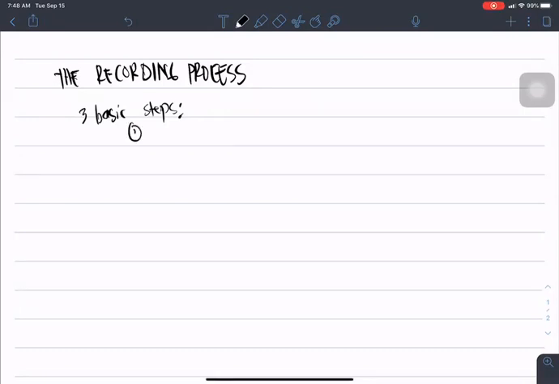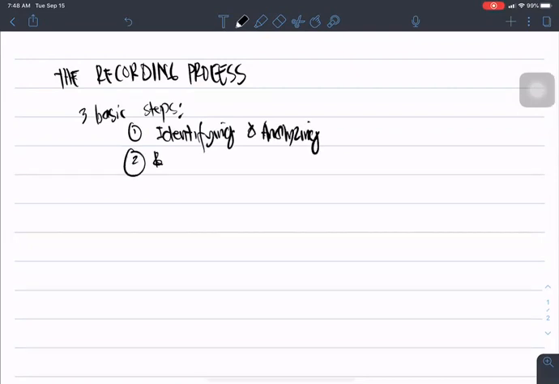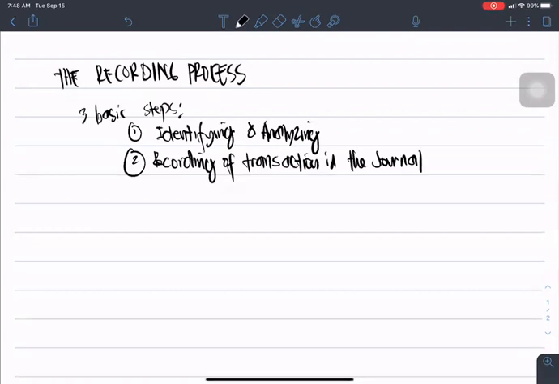First, we have identifying and analyzing. The second step is the recording of transaction in the journal. And then the third step is the posting of transaction to the ledger.